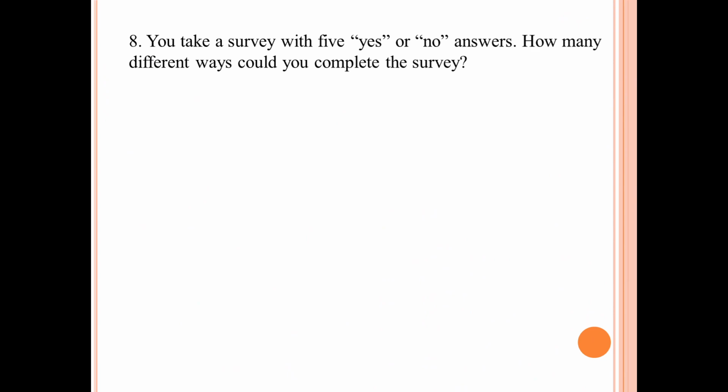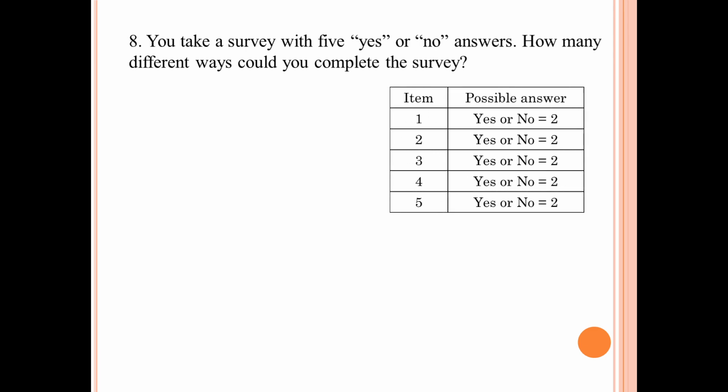Let's move with problem number 8. Okay, this would be the last. So let us read together. You take a survey with 5 yes or no answers. How many different ways could you complete the survey? So by the way, how many questions do you need to answer? There are 5. So let us have this table. We have items, which is 5, 1, 2, 3, 4, 5, and each item you can answer it either yes or no. Okay, so it's so clear here.